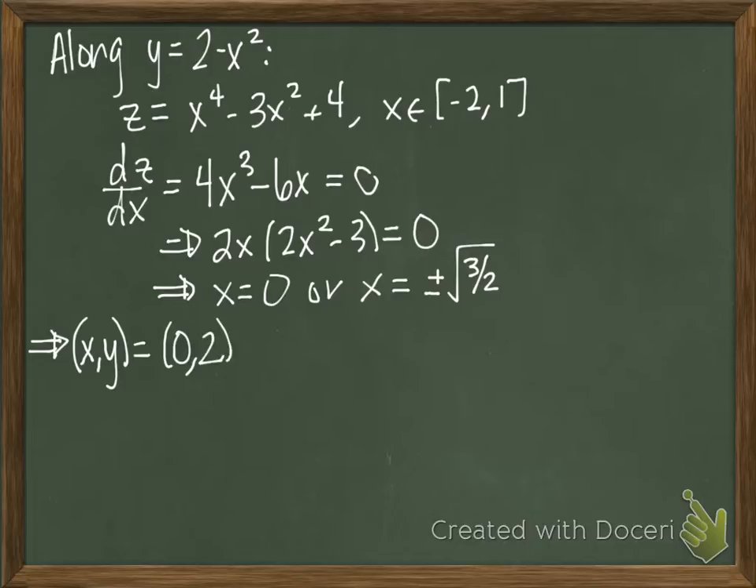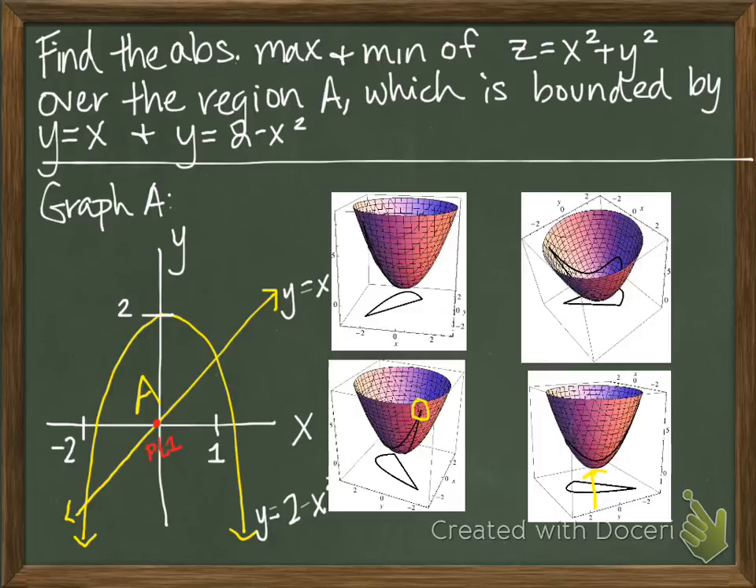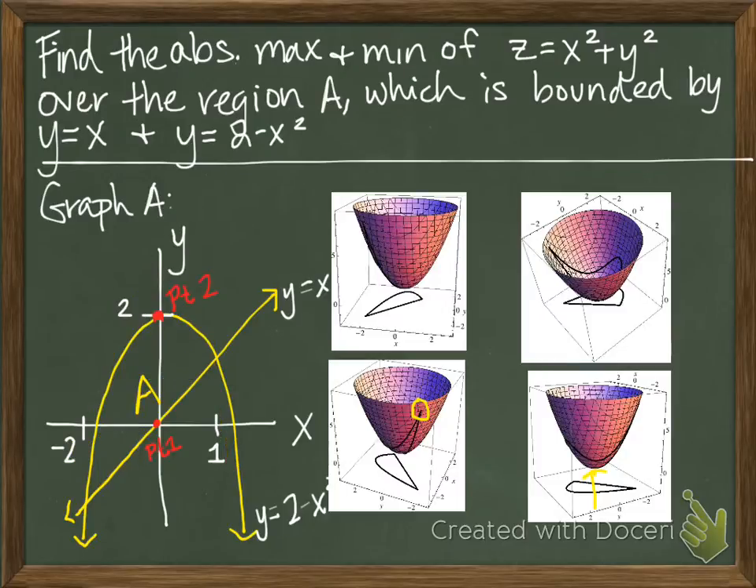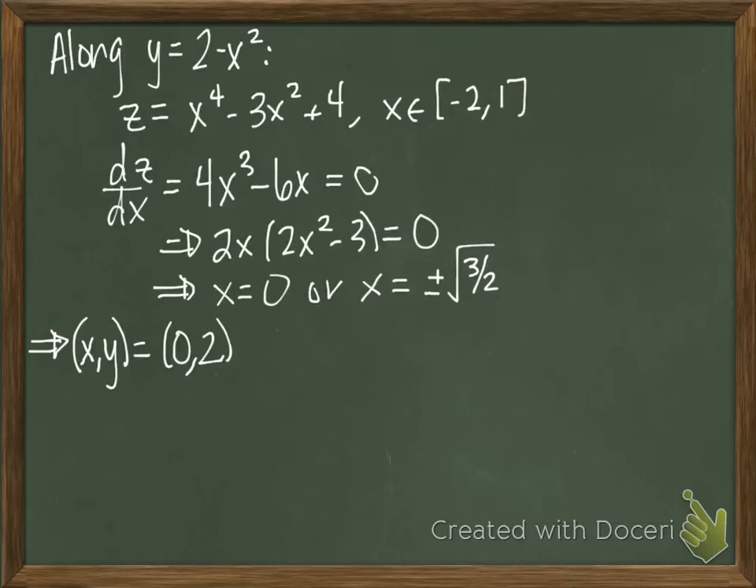So now we want to go back and look to see, you're going to go back 2 pages here and make sure that that's actually in our region A, and we can see it is. So we're going to call that point 2. So here's point 2 at (0, 2). And that's the second possible place where we might have a max or min. Okay, now let's go back. So we have (0, 2) is one of our possibilities.